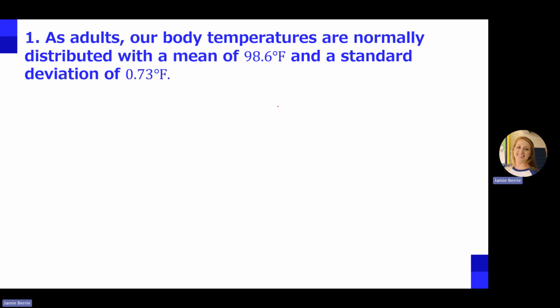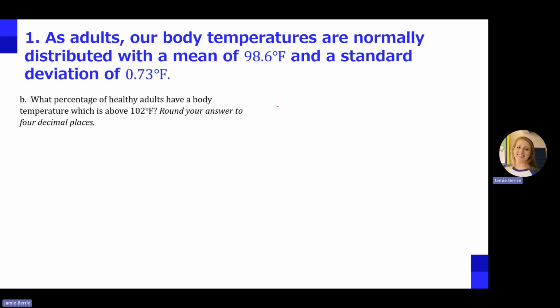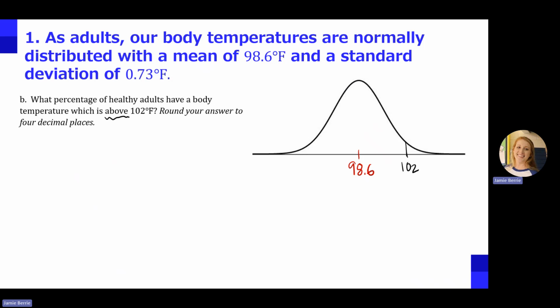All right, so same setup, same mean, same standard deviation. This time they want to know what percentage of healthy adults have a body temperature which is above 102 degrees Fahrenheit. We're expecting this to be smaller, right? Because we're guessing there's not that many healthy people out there running around with a body temperature that high. So we put our mean in the middle. 102 would be way out here to the right. That's much higher than normal. And we're looking to go above 102, so we're going to shade to the right. So that's this little area in the tail.